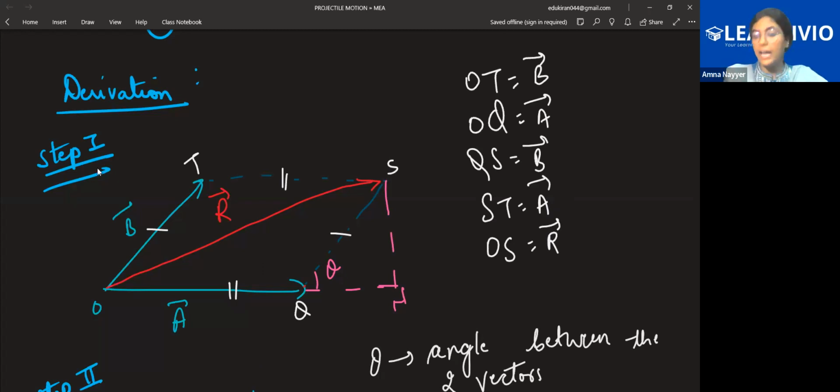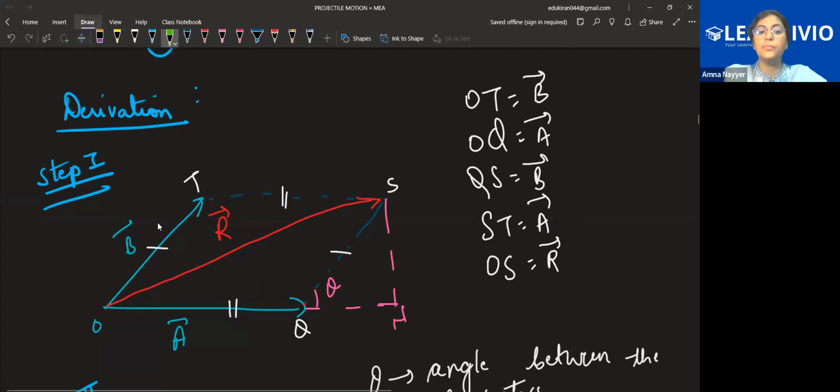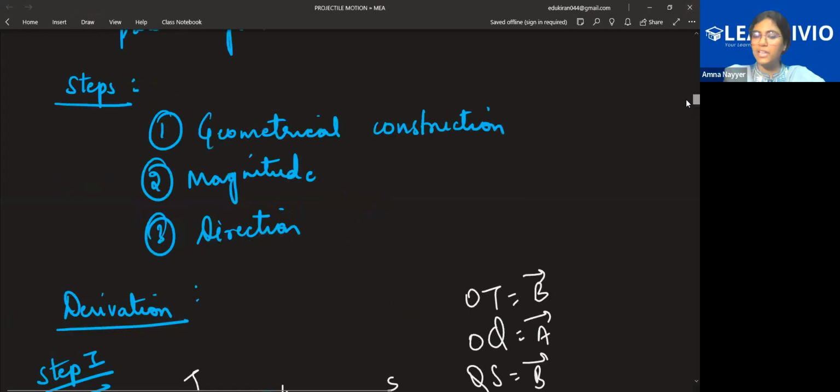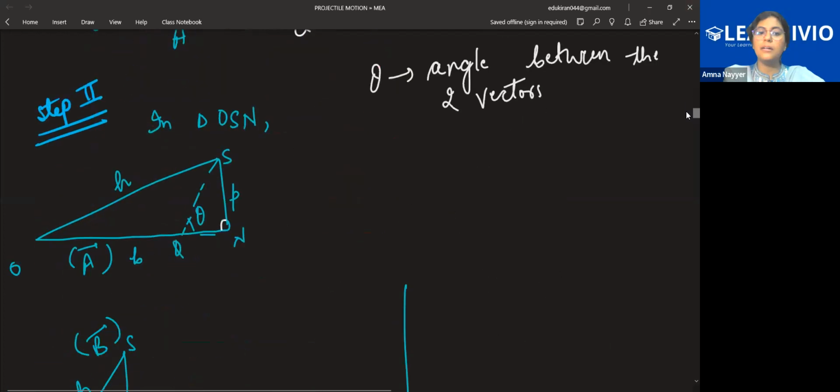There has to be an angle. And what is this angle? The angle is taken between both the vectors A and B. This is angle theta. So first step was geometrical construction. Now we'll calculate the magnitude, step 2. You can write down all these things later. Now theta is what? Theta is the angle between both the vectors, vector A and vector B. They'll be forming an angle like this, both the vectors.